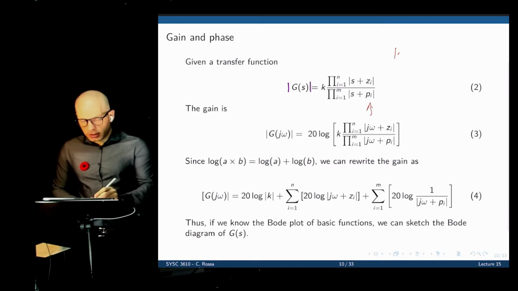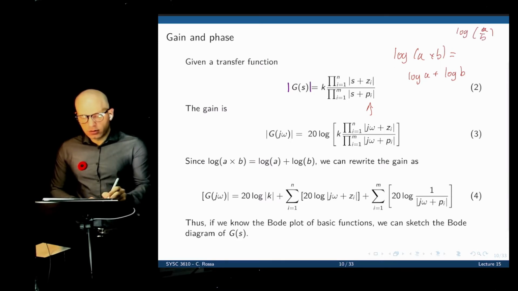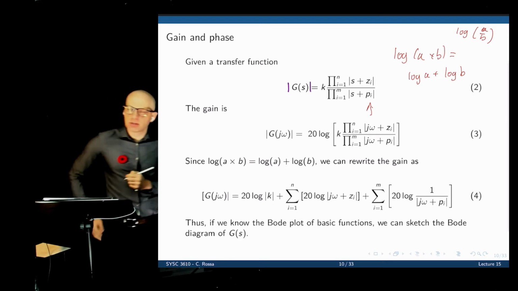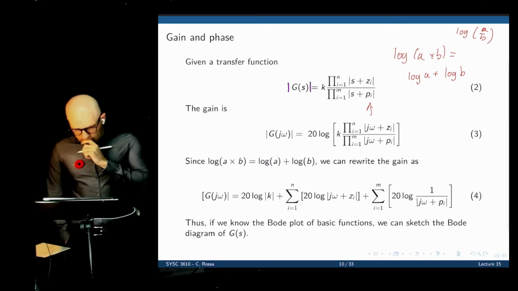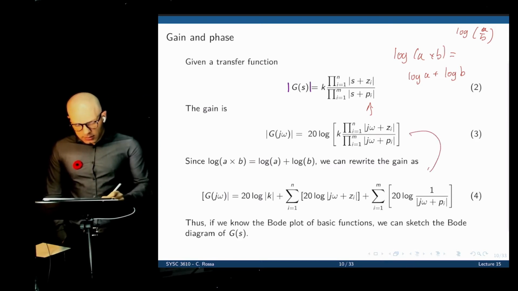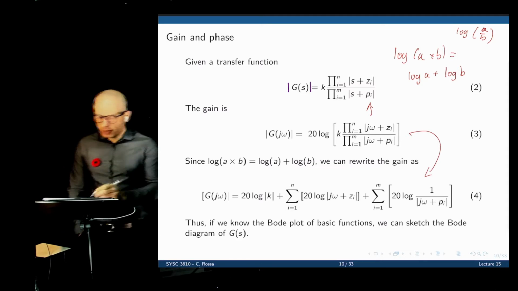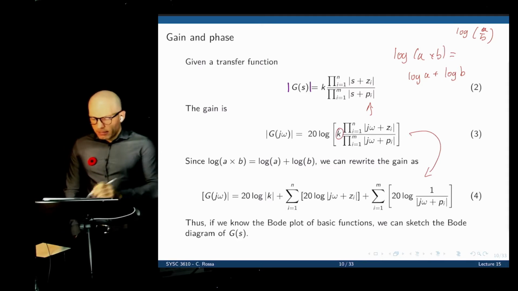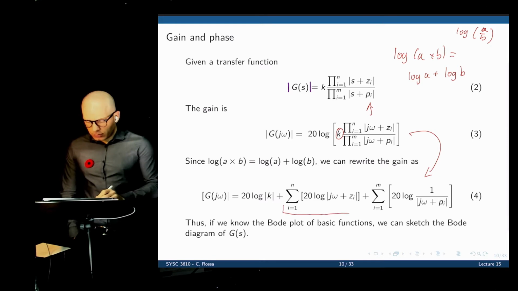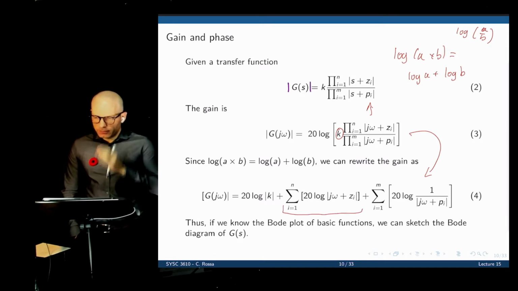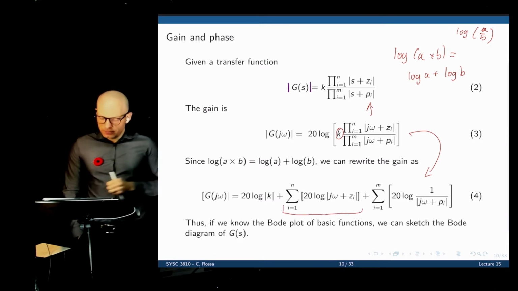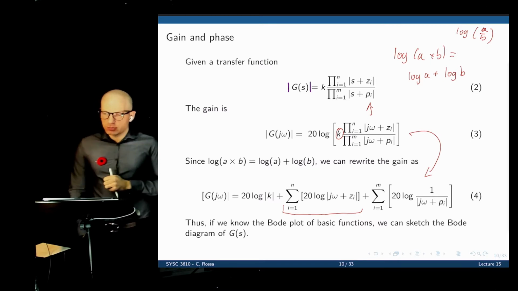And remember that a log of A times B is the same as log A plus log B. And log A over B is log A minus log B. Which means that we can rewrite this entire expression as now 20 log of K, this is a gain here, plus the sum of the magnitude of each zero minus the sum of the magnitude of each pole.